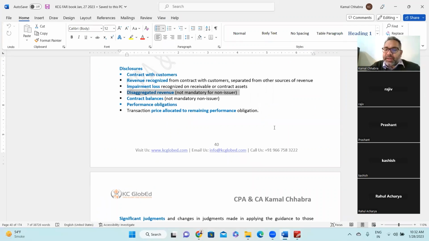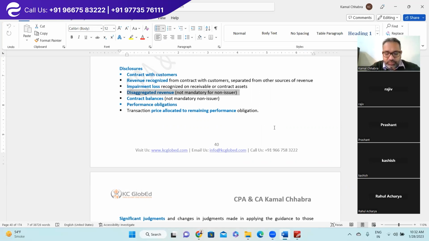This one is mandatory for an issuer, but for a non-issuer it is not mandatory. What is a non-issuer? A non-public company, yes.